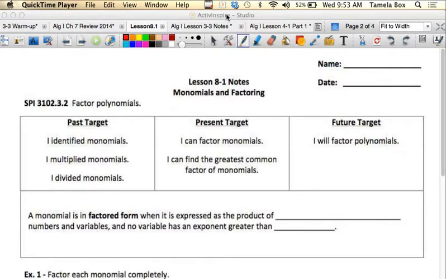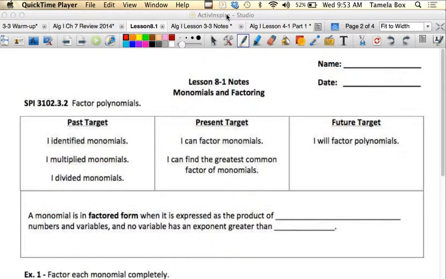Welcome to Lesson 8.1 Notes, Monomials and Factoring. In Chapter 7, we multiplied polynomials. This time we're going to factor them. So we'll start with the end of what we got in Chapter 7, and we will get the beginning. So it's kind of like we're working backwards.